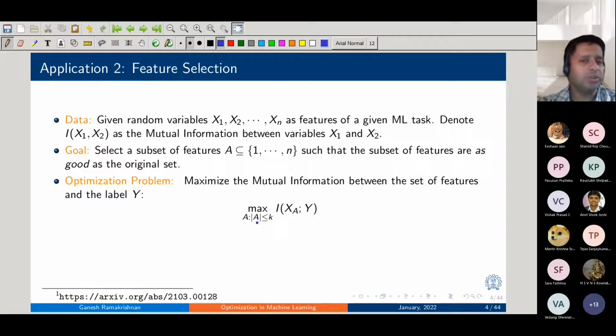Okay, so now it turns out that this is a set function. Now this inherently is in terms of entropy.